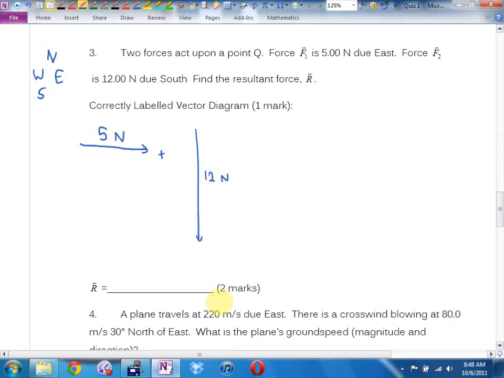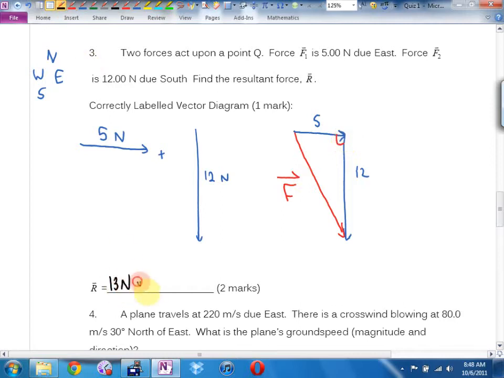The vector diagram. Hey, how do I add two vectors together, Joel? Draw them. Good regurgitation of knowledge. 5, 12. This is my resultant, F, or R, or whatever you want to call it. I think when you do the Pythagoras, it works out evenly, does it not? I think you get 13 newtons. That gets you 1 mark.